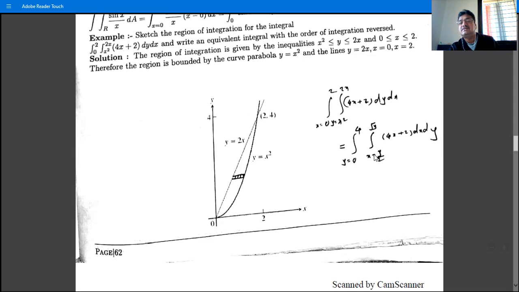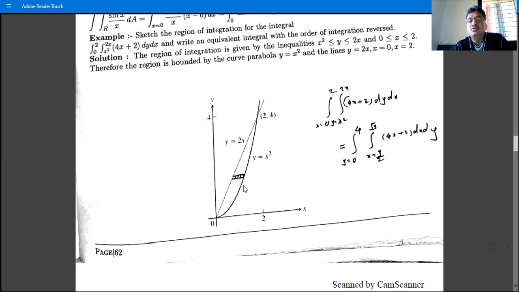So in order to integrate with respect to x, first take a strip parallel to the x axis. Its one end touches y is equal to 2x, so the value of x is y by 2, its lower limit. The other end of the strip touches the curve y is equal to x square, so from this find the value of x. X is root y, so root y is the upper limit.